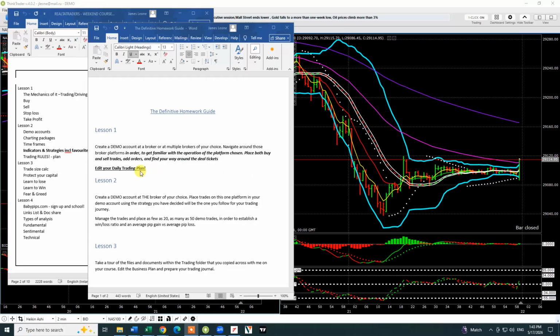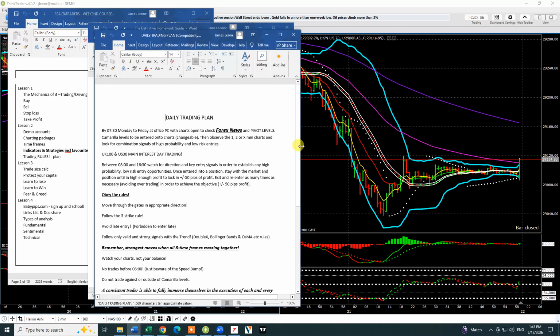The other part of your homework for lesson 1 is to edit your daily trading plan. I'm going to open one here for you now. So we're opening a daily trading plan. It should appear on screen. There it is. This one's not blank, I know, but ideally you must edit this one to suit yourself.